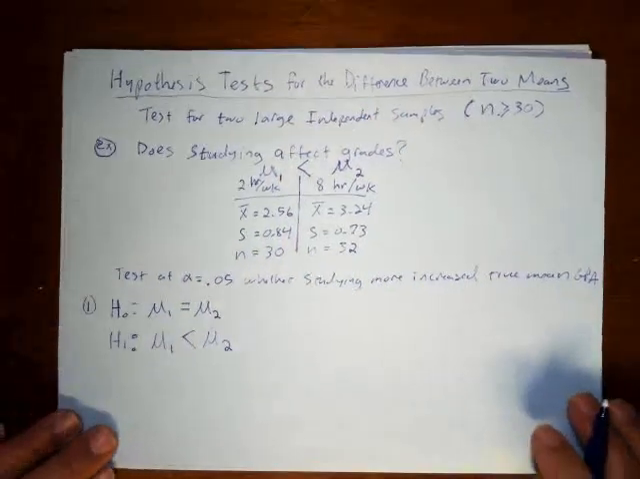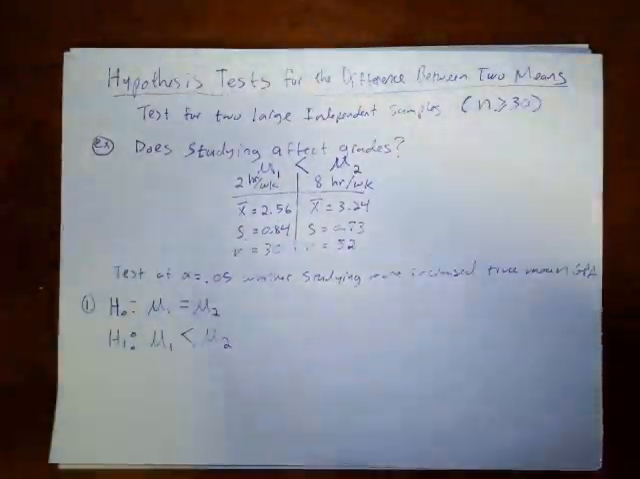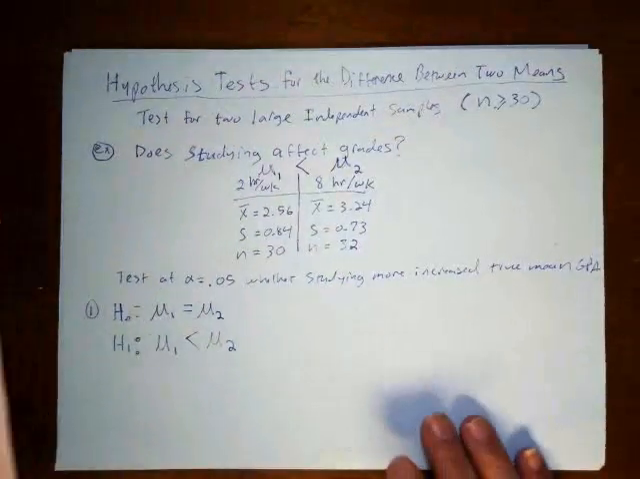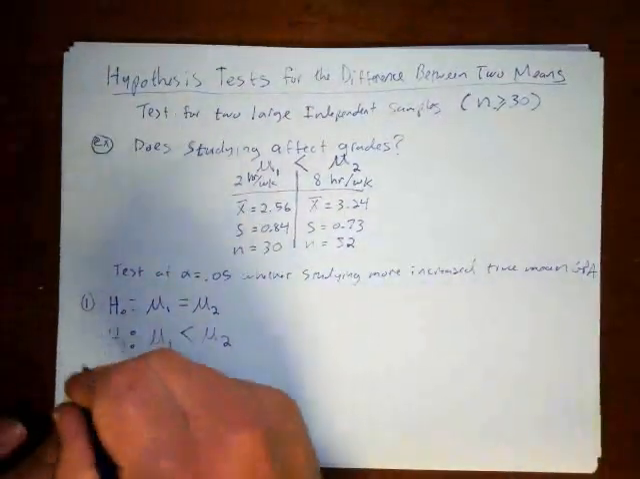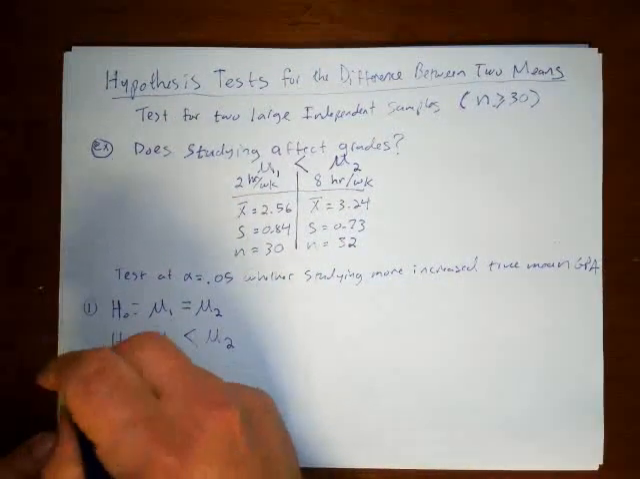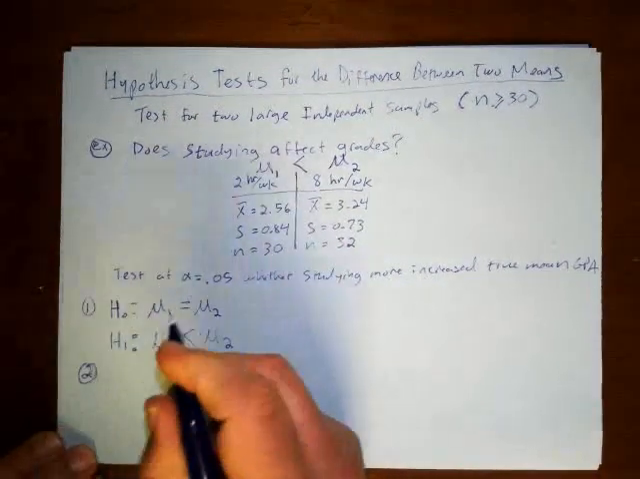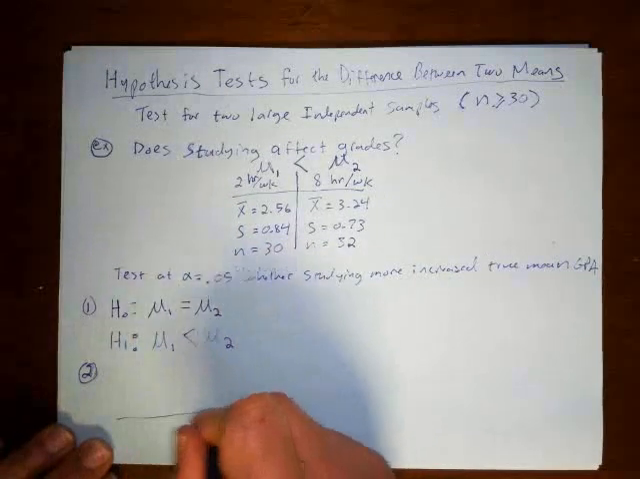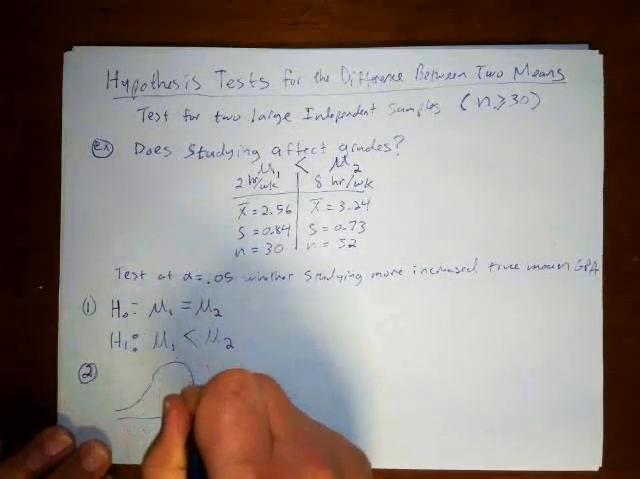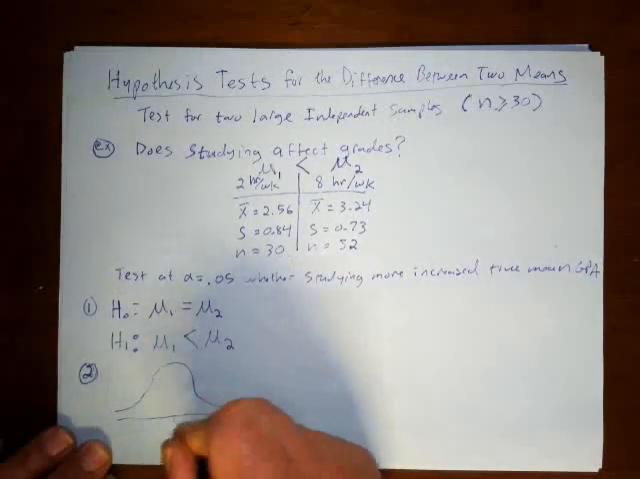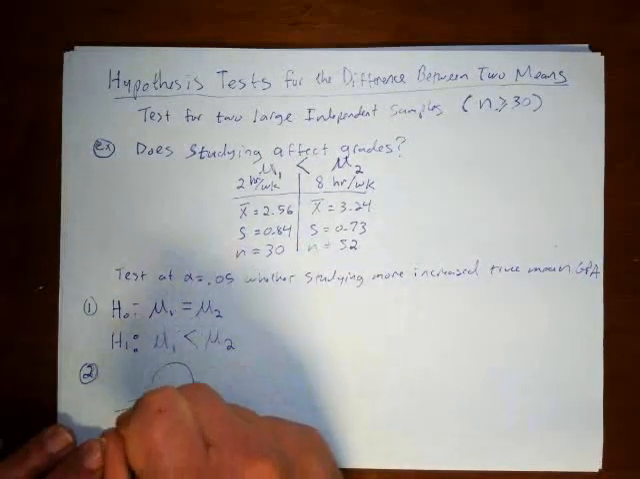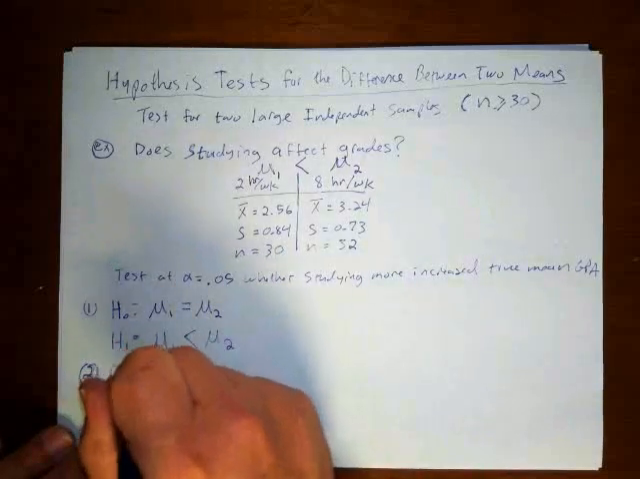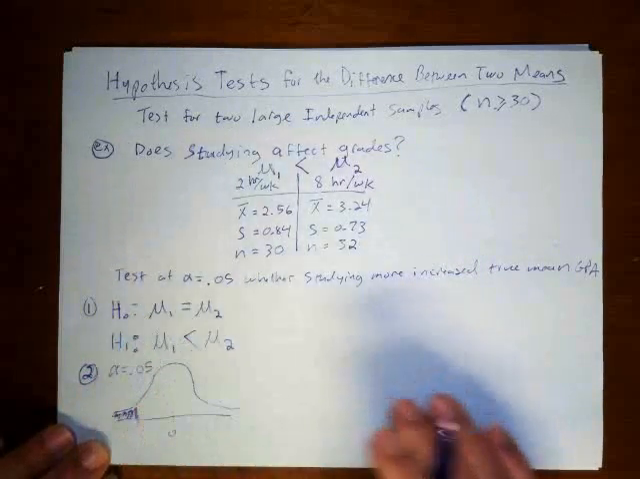And in this case, it is a less than sign. Now, in the next step, we're going to determine the rejection region. So this wants me to test at alpha equals 0.05. Now this turns out to be just like a regular hypothesis test. So this is a left-tailed test, so I'm going to shade the left tail. And my alpha is equal to 0.05.